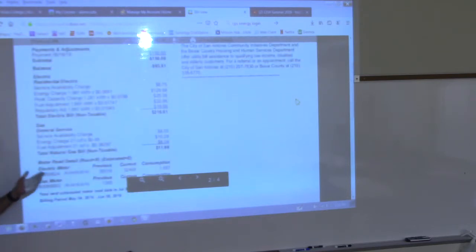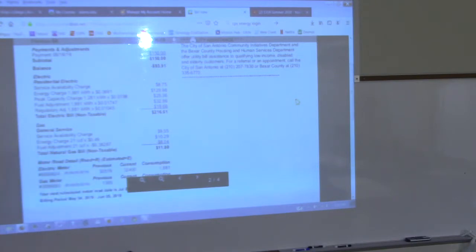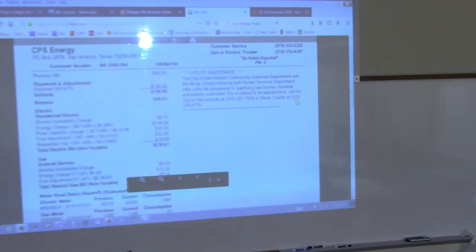And then the gas is different, right? Gas is a separate charge. I paid only $11.80 for the month in gas. So it's real nice that they give you this, right here.